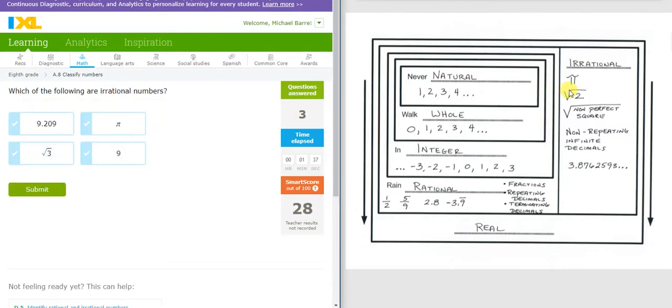Irrational numbers. Irrationals are things like pi, square root of 2, square root of non-perfect squares like square root of 13, square root of 18, non-repeating infinite decimals that go on forever. So definitely pi and square root of 3. Those are the two irrationals.